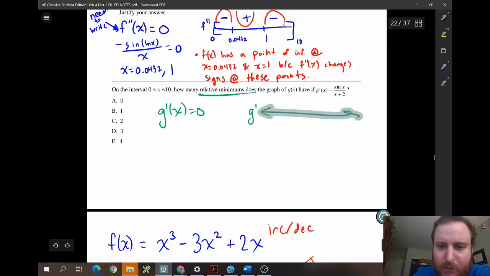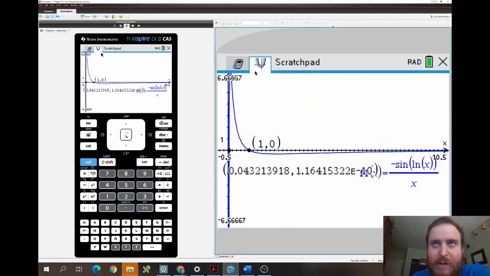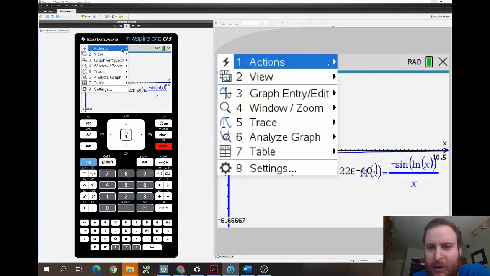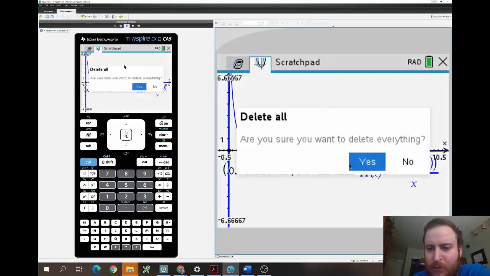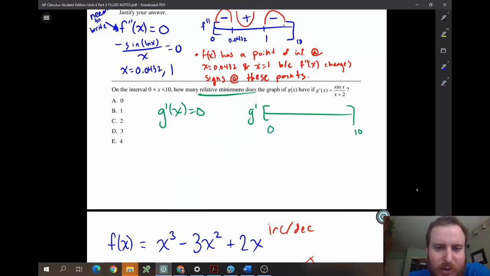I want to make a number line for g prime. Now, instead of doing arrows, I'm going to go from 0 to 10 because that's the interval I was given. Because I'm doing minimums, I'm thinking about g prime. That's what I want to graph in my calculator. I'm going to go to menu, actions, and delete whatever I had on the screen, so delete all. That'll start fresh. And luckily, I'm already on the right zoom setting, between 0 and 10, so I'm going to stick there.